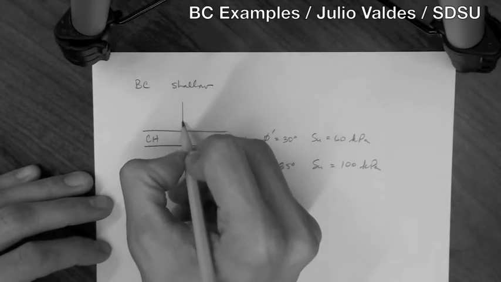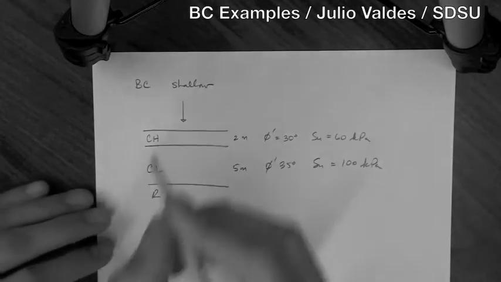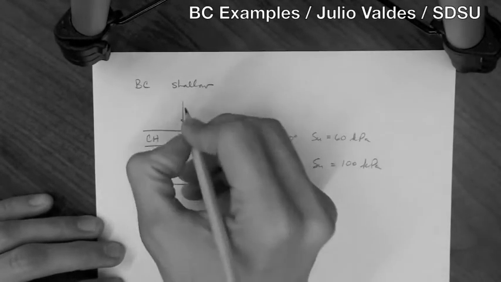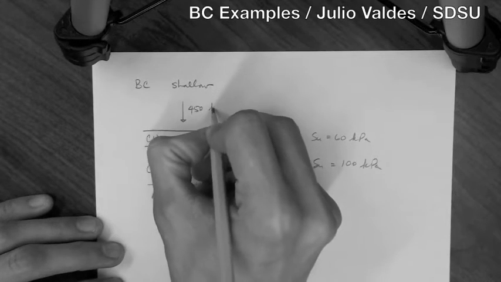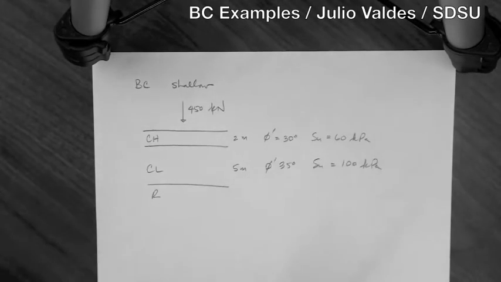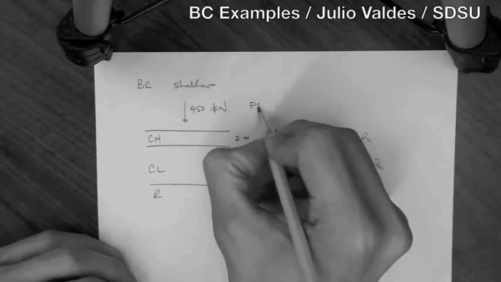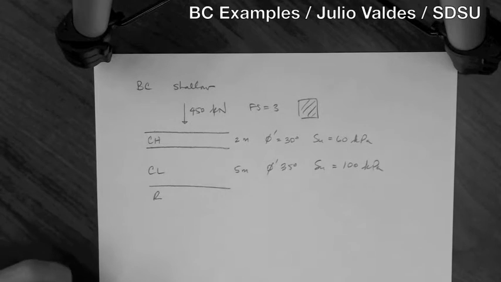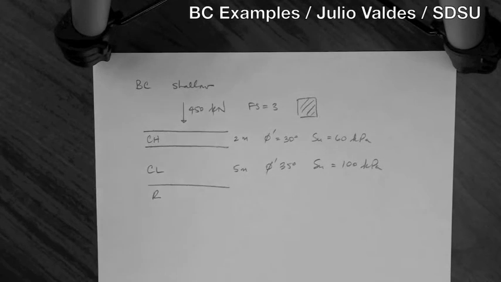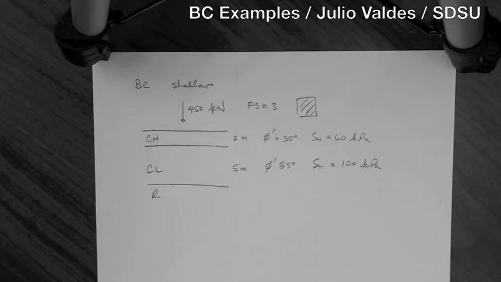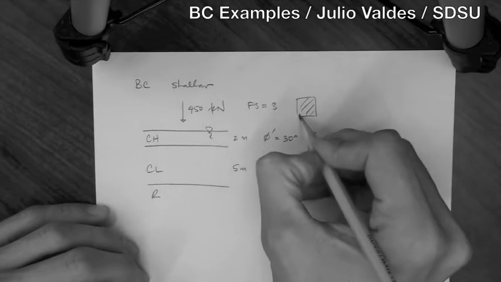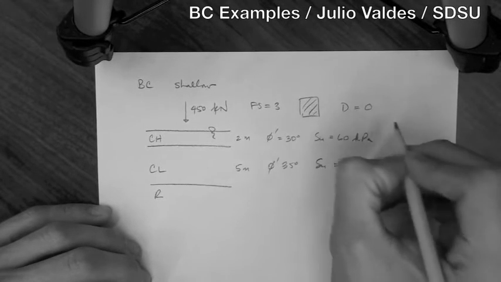And we have to design a foundation to support, let's say, 450 kilonewtons with a factor of safety of 3, and the foundation is square. Okay, so clearly it doesn't matter where the water table is because we're going to put it up here for design, right? By the way, let's assume that this foundation is not embedded.